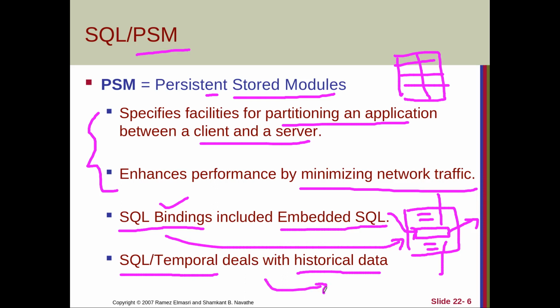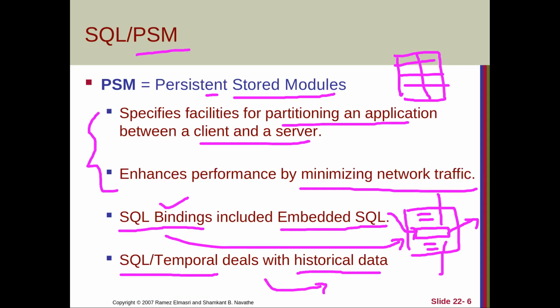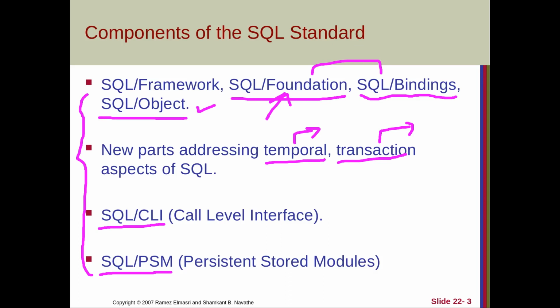So by using the SQL 3 standard, we can deal with this historical data, and this historical data is maintained by using the SQL temporal component of the SQL 3 standard. So we have seen SQL Foundation, then SQL call level interface, then SQL persistent stored modules, then SQL bindings, then SQL temporals. So these are the various components of the SQL 3 or SQL 99 standard. I hope it is clear.